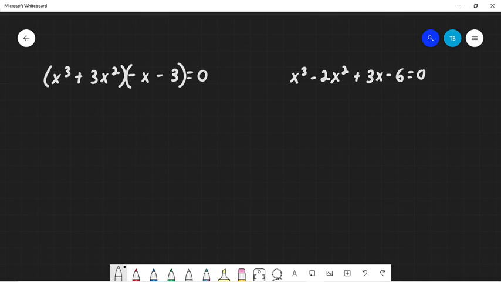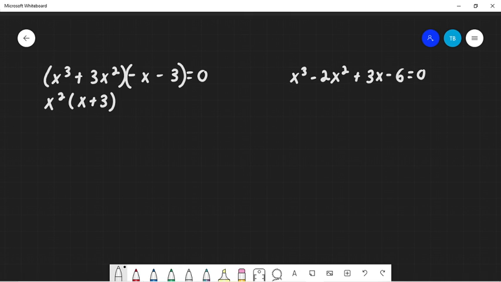Then we want to factor out the greatest common factor from each of the two pairs of terms. In the first pair, our greatest common factor is going to be x squared. So when we factor out an x squared here, we are left now with x plus 3.